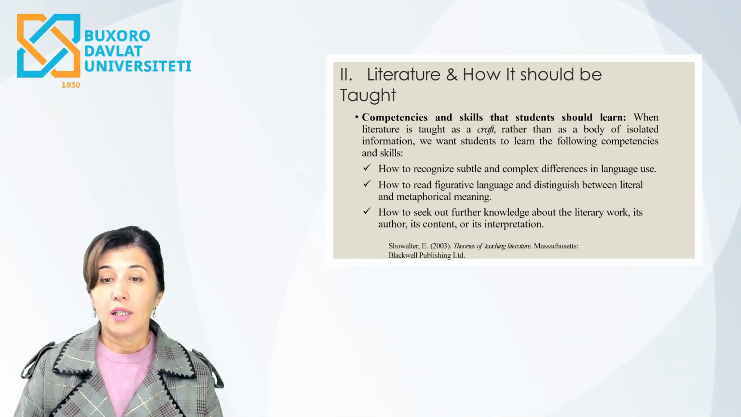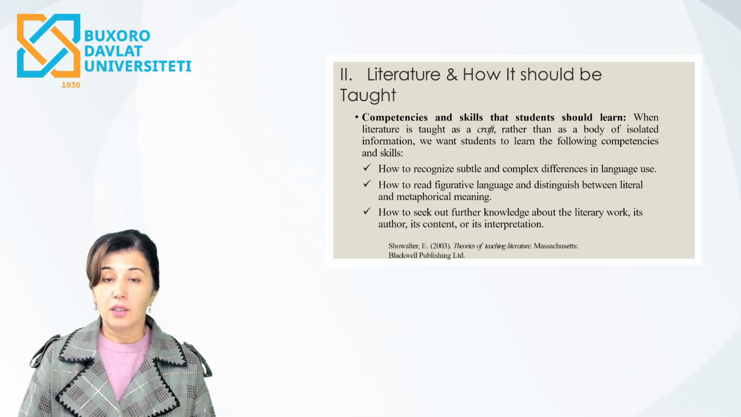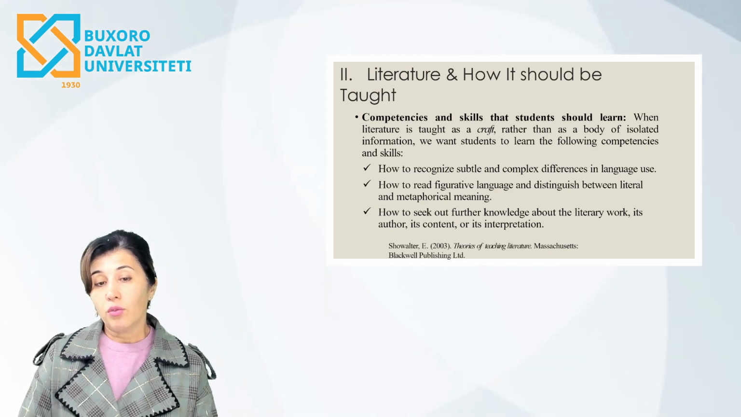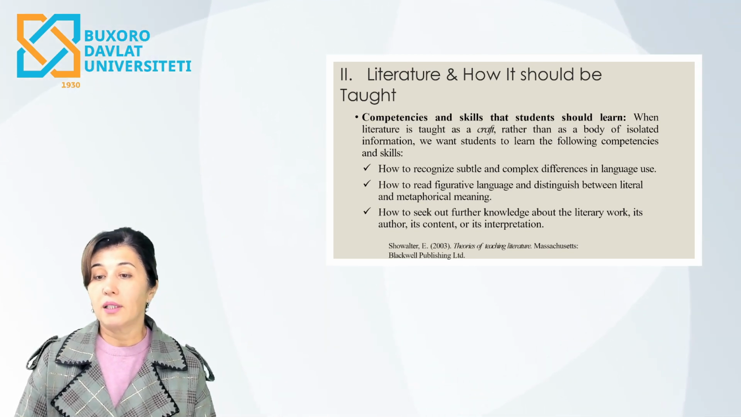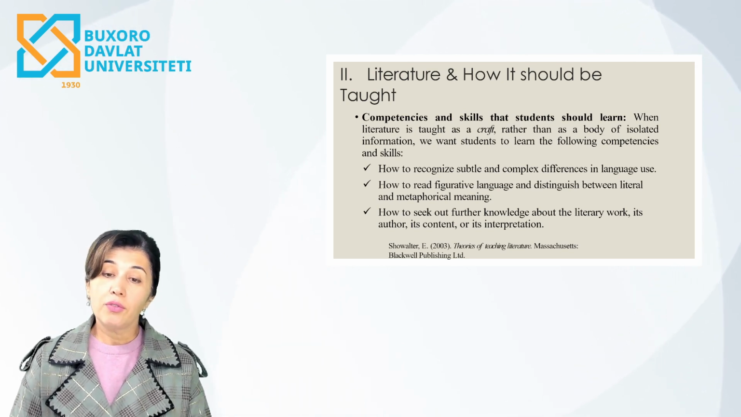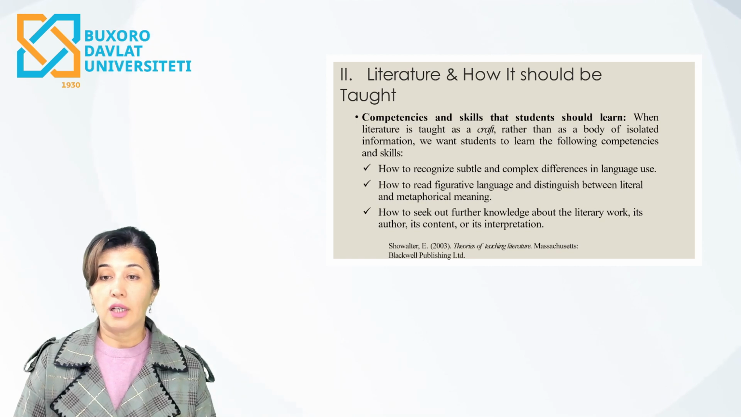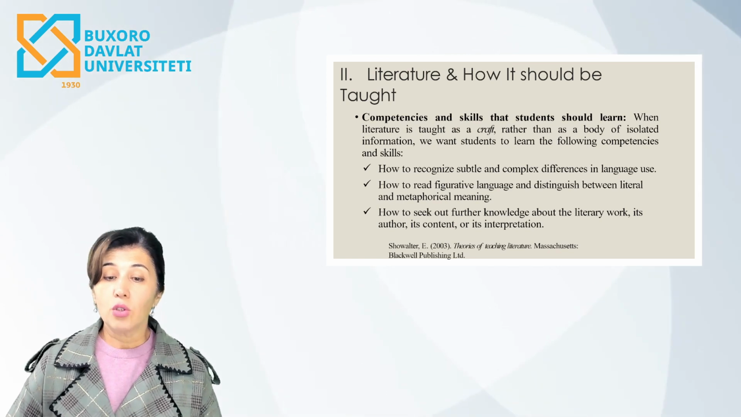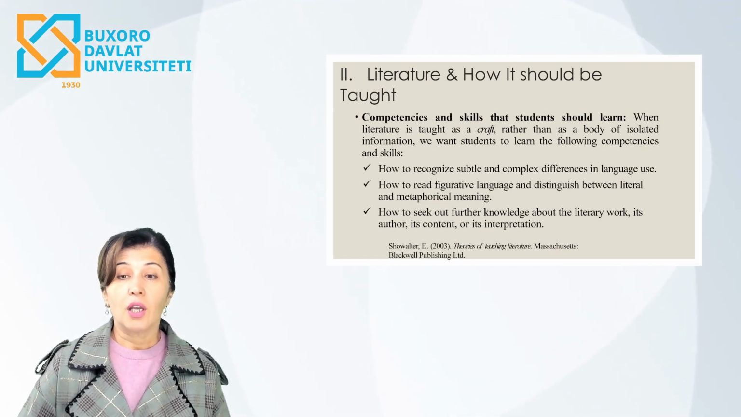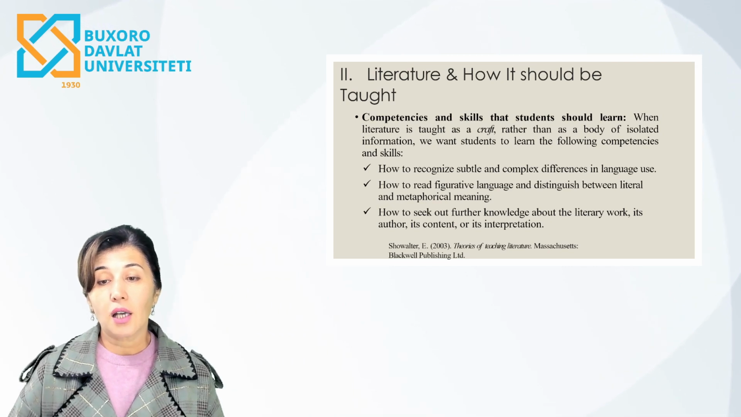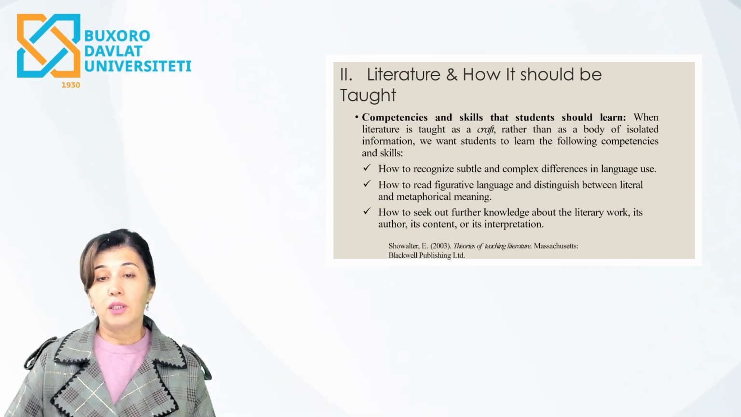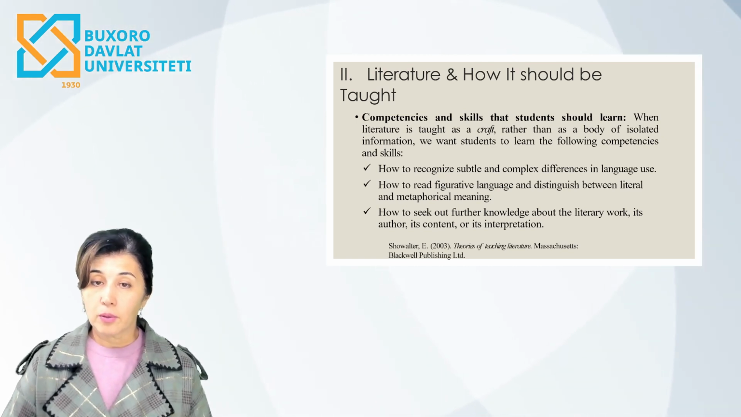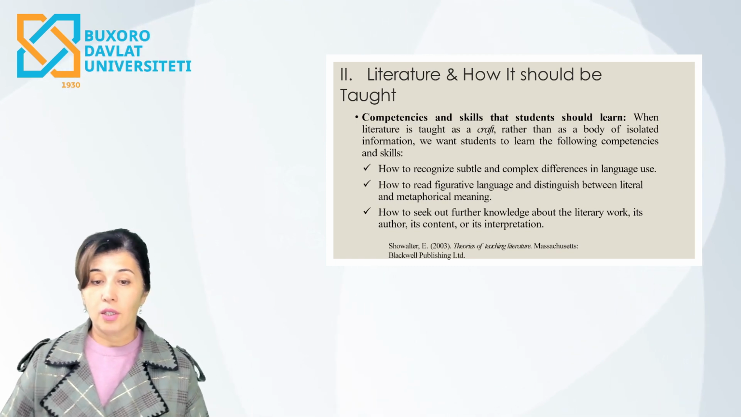When literature is taught as a craft rather than as a body of isolated information, we want students to learn the following competencies and skills. First of all, how to recognize subtle and complex differences in language use, how to read figurative language and distinguish between literal and metaphorical meaning, and how to seek out further knowledge about the literary work, its author, its contents, or its interpretation. These types of competencies and skills are usually developed for those students who are majoring as literary specialists or literature teachers.